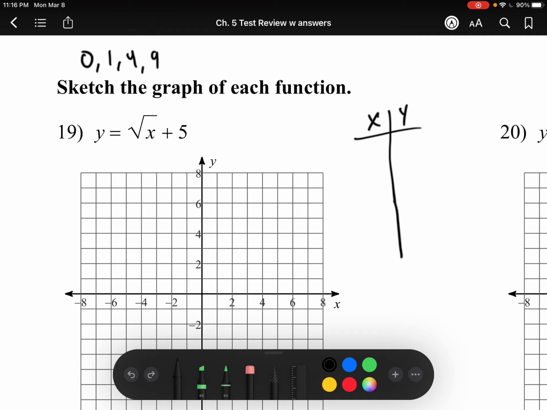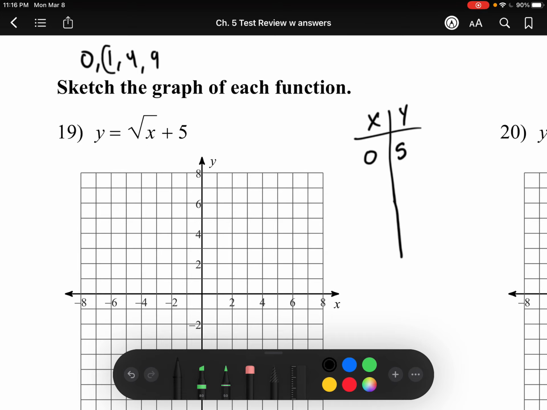All right, so when I plug in 0 for x, I'm going to start off with my xy table. When I plug in 0 for x, I get the square root of 0, which is 0, plus 5. 0 plus 5 is 5, right? And I can do that real quick just to show you guys visually. So we have the square root of 0, which is 0 plus 5. And that's equal to 5, right?